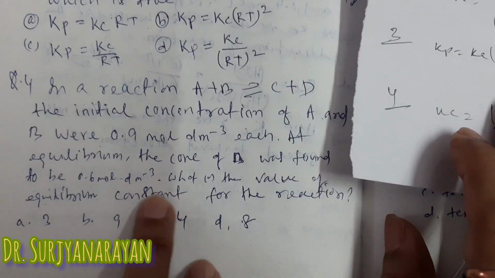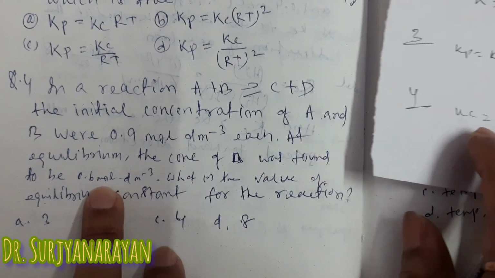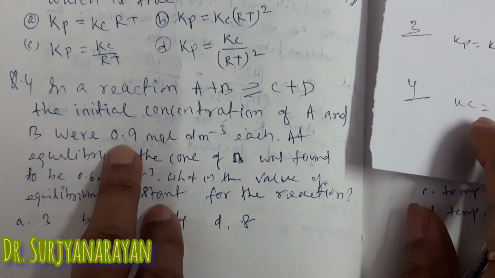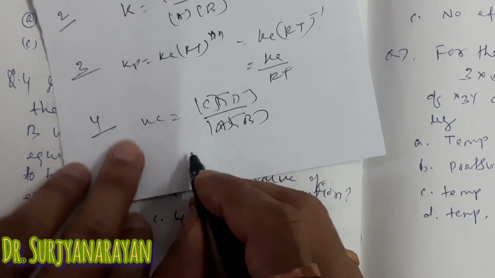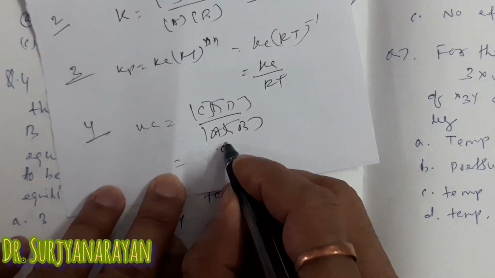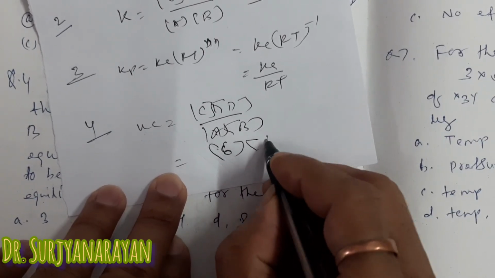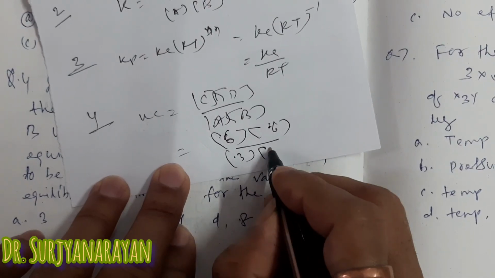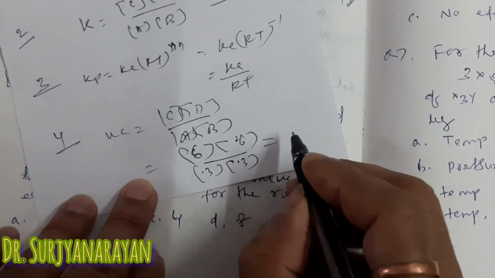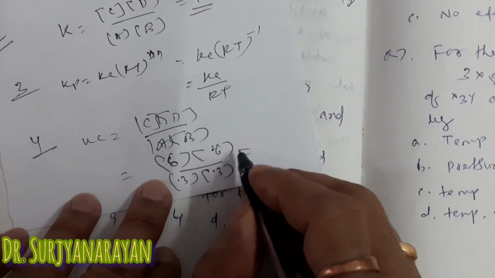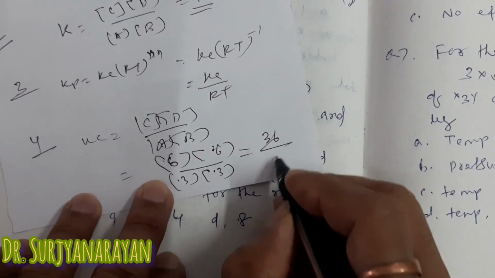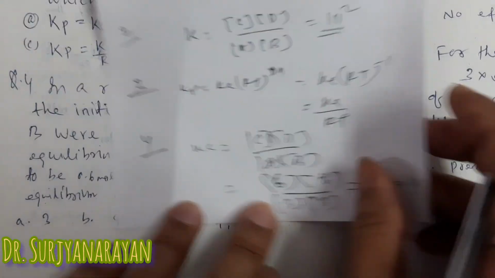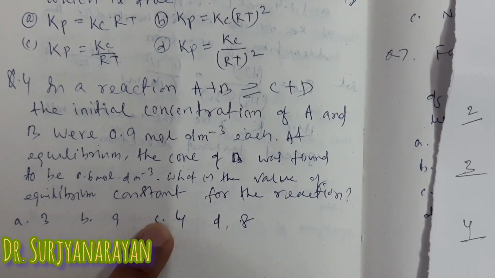What is given? The B concentration is found to be 0.6 mole. Initially it is 0.9 mole. So this is 0.6 mole. This is also 0.6 mole, and the remaining is 0.3 mole. This is also 0.3 mole. So you will get 6 multiplied by 6, that is 36, and 3 multiplied by 3, that is 9. So you will get 4. So choice C is the correct answer.